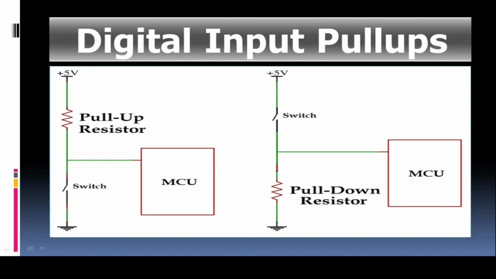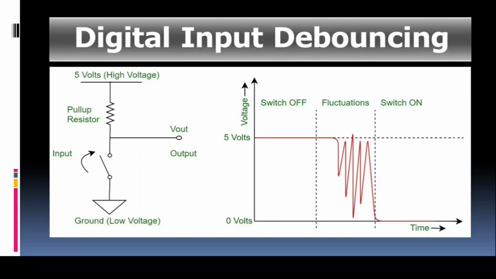There you also need to add some delays when the switch press is detected. Actually, these delays are used to remove the debouncing effect. Debouncing is what happens when you press the switch. As you can see in the graph, there is the switch off condition. Then when you press the switch, there are some fluctuations, and after that when it goes to 0 volt, your switch is pressed. To ignore these fluctuations, we use a 10 millisecond delay, or in some cases it may be higher.